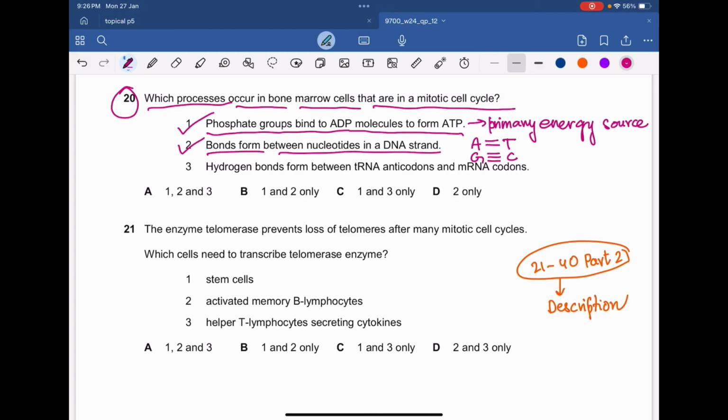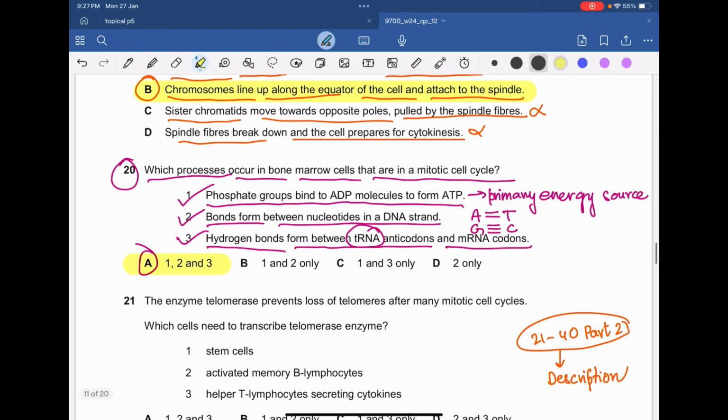And then the next statement says that hydrogen bonds form between the tRNA anticodons and mRNA codons. Yes, this is also the correct statement. We know that when the tRNA molecule comes and binds with the mRNA codon, then only the amino acid is put into the polypeptide chain, right? So statement 3 is also correct. Hence the answer to question 20 is option A. All these statements, statement 1, 2 and 3 all are correct. So hence the answer to question 20 is option A.